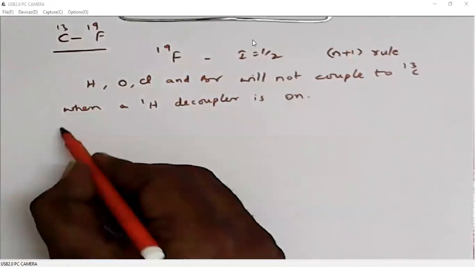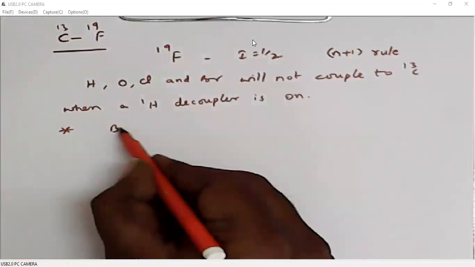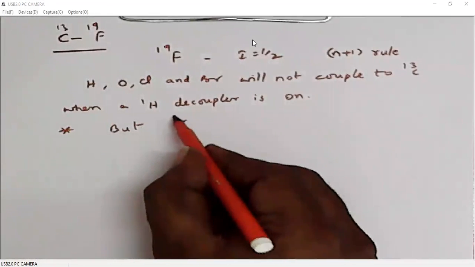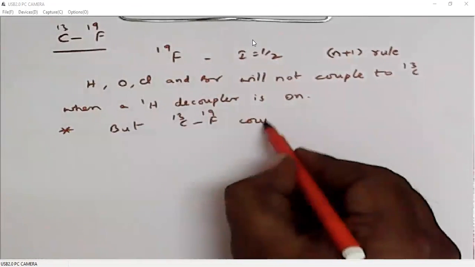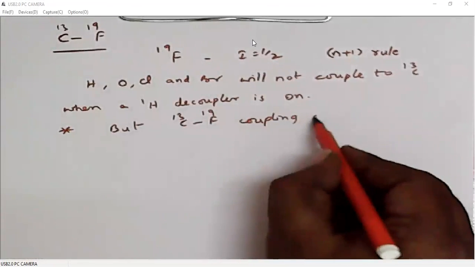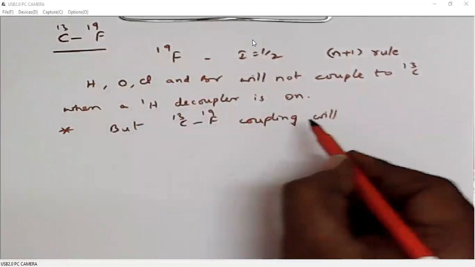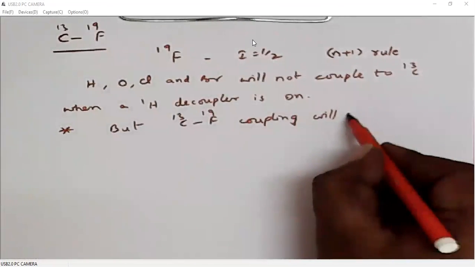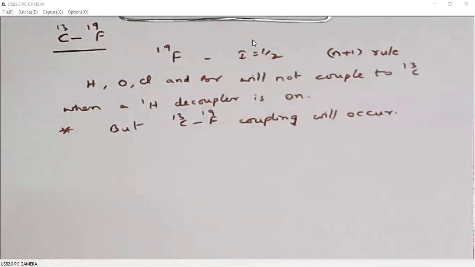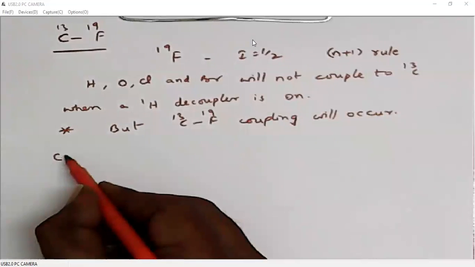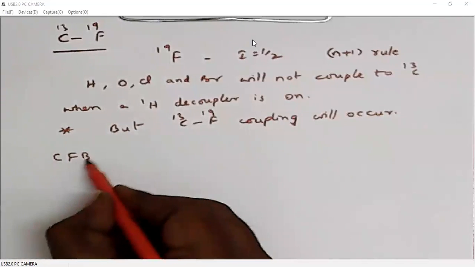But under similar conditions, we will observe carbon-fluorine coupling. Though the decoupler is on, carbon-fluorine coupling will occur. Like carbon-deuterium coupling, carbon-fluorine coupling is also expected in the carbon-13 NMR spectrum. Now look at this example.